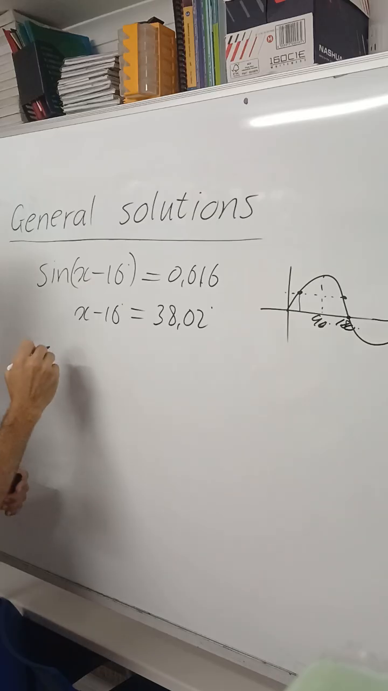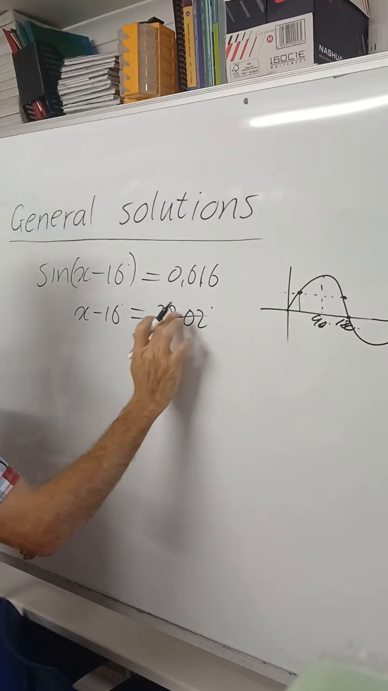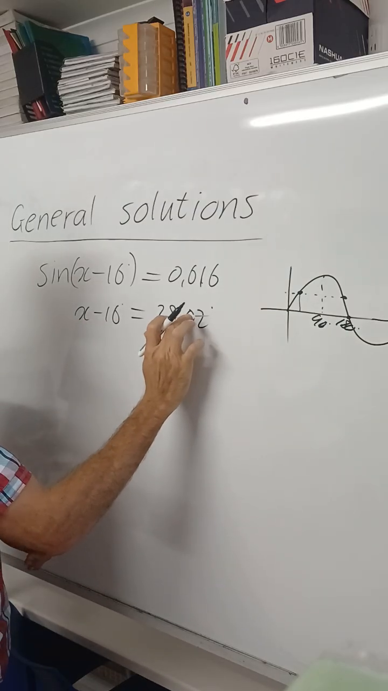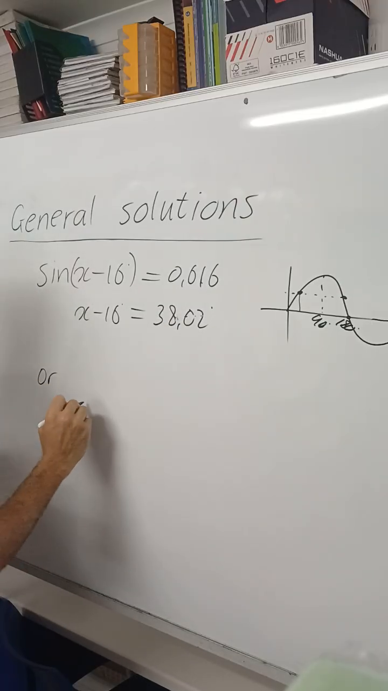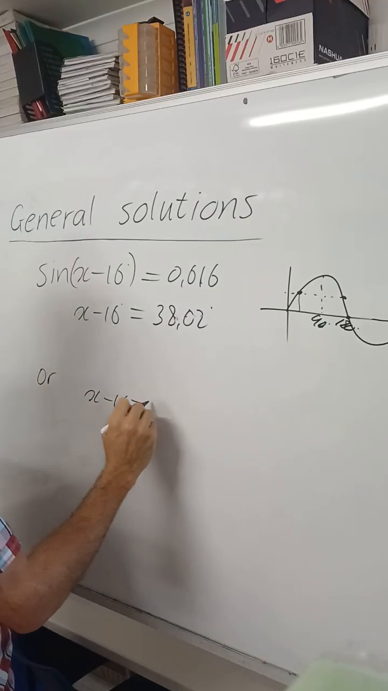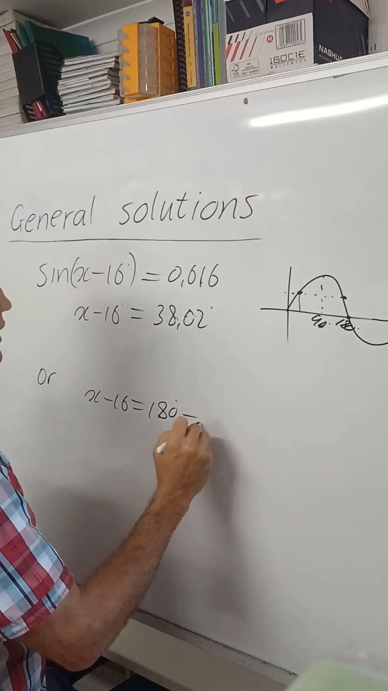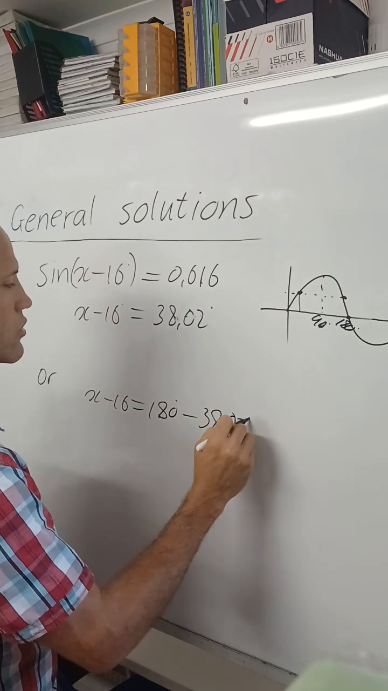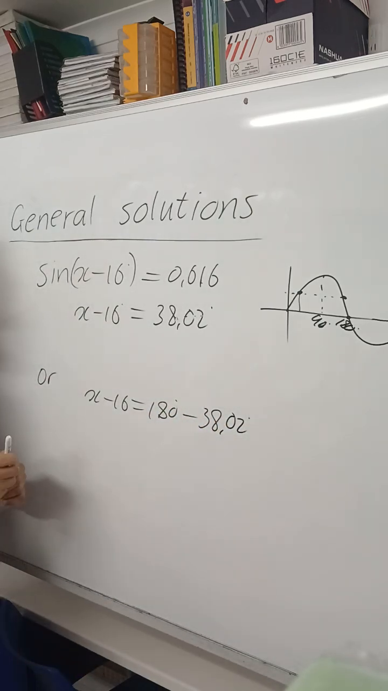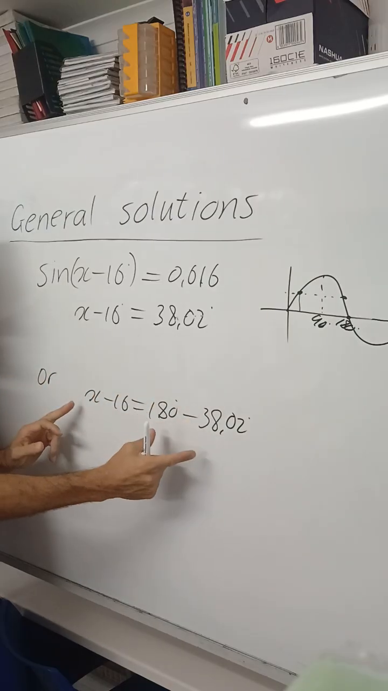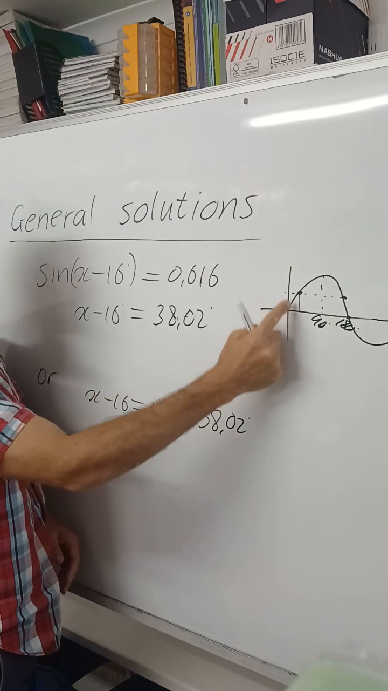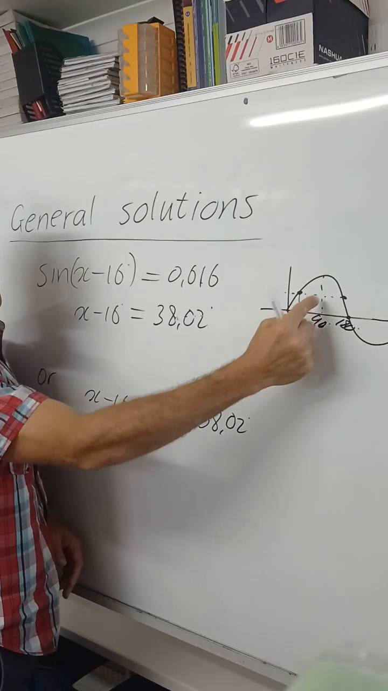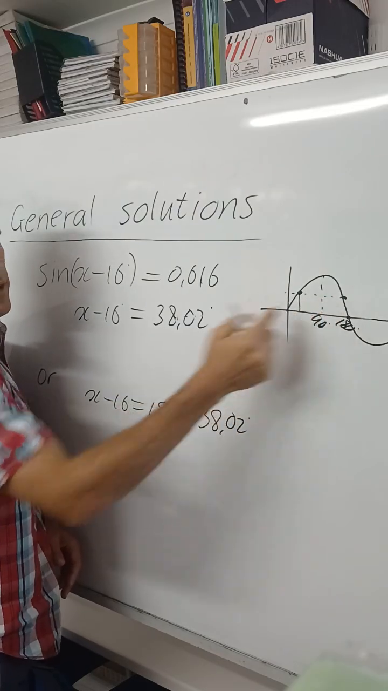Okay, so this is the one solution, or the other solution is, let's just make some space, x minus 16 must be equal to 180 minus 38,02. So there's my two solutions. First quadrant, that solution; second quadrant, between 90 and 180, that solution.